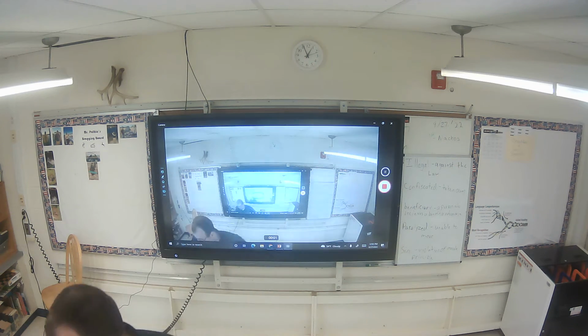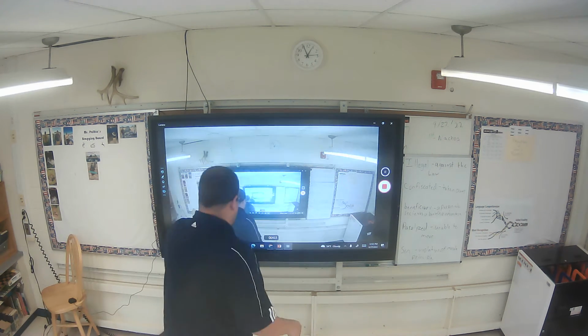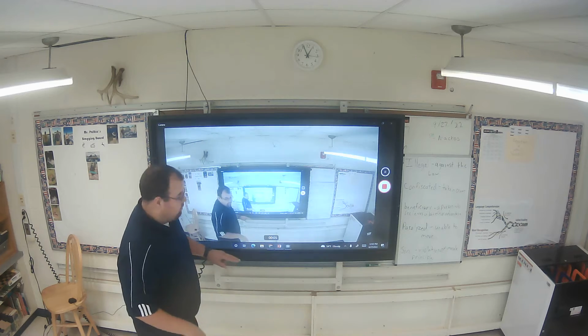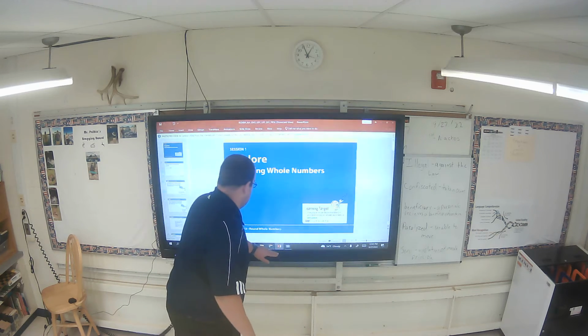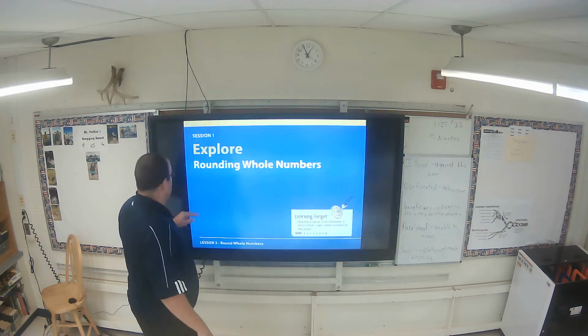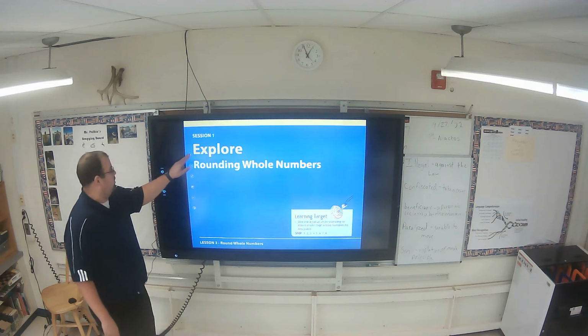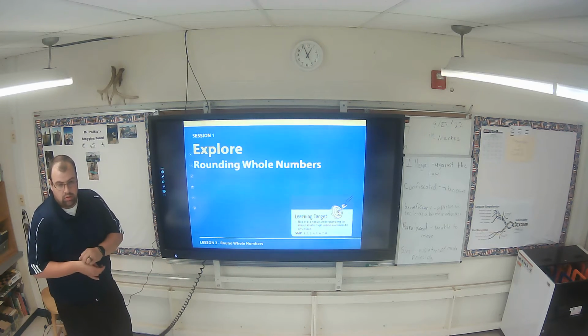Alright, we are on page 33 in our math books. We're in lesson 3, session 1, and we are working on rounding with whole numbers. So just rounding. Nothing too crazy.